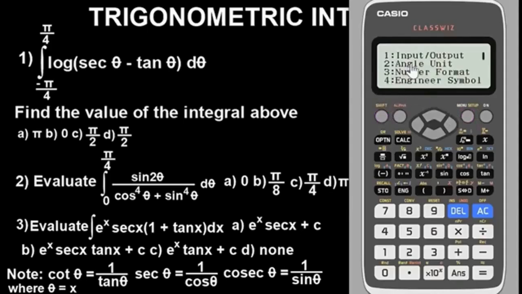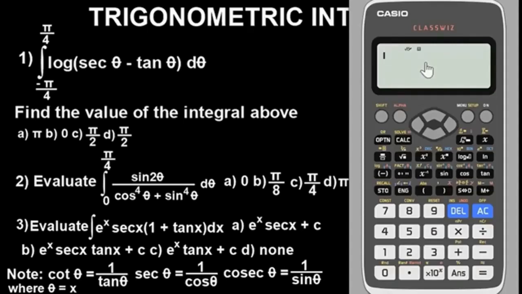Now for the instruction, angle unit, go for option 2. Now option 2 is radian. No, option 1 is degree. It's already in degree. You want to put it in radian, press 2. So guys, now in radian. Very important. Okay, having put your calculator in radian, let's go ahead and solve the questions we have here.